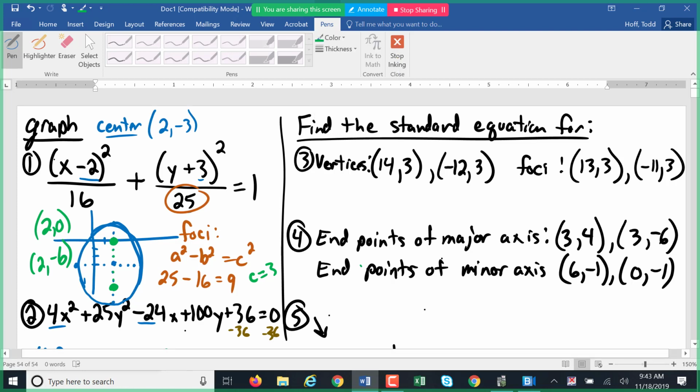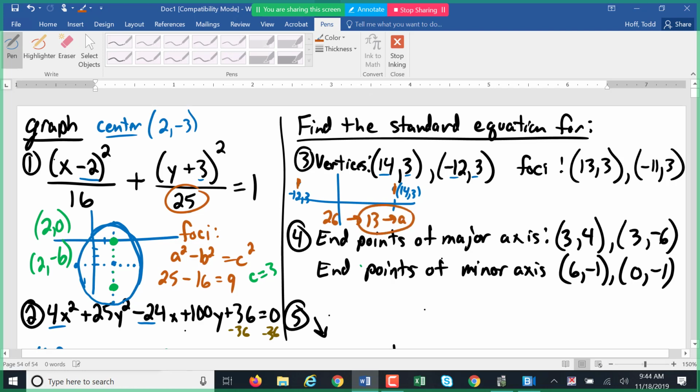If my vertices are 14, 3 and negative 12, 3. So I'm just going to sketch that out. 14, 3 and negative 12, 3. Well, that gives me a distance between them of 26 units, which means 13 is equal to A.